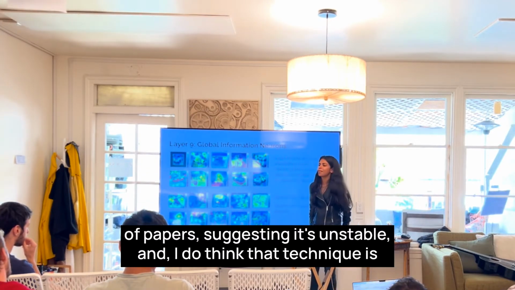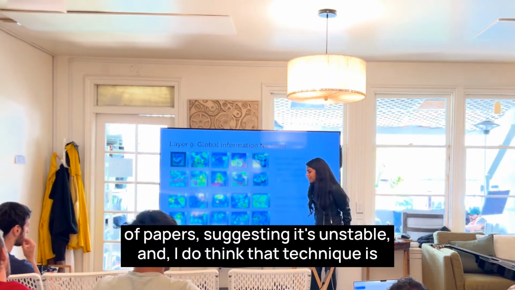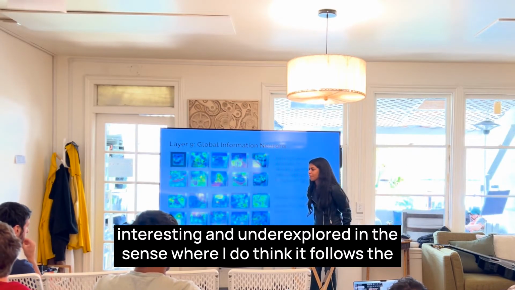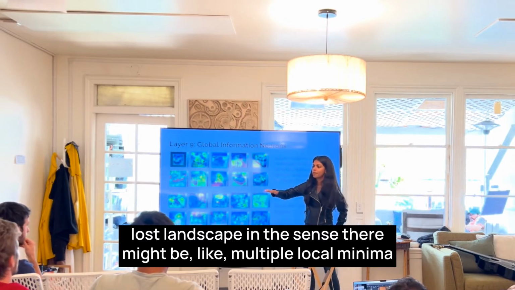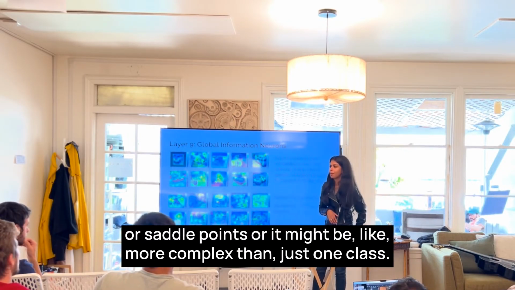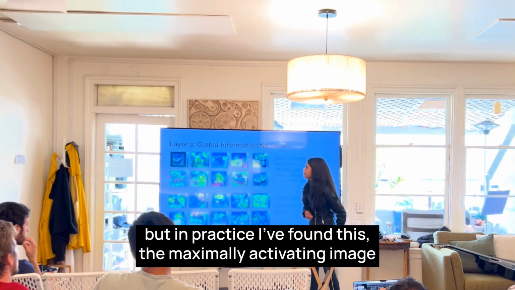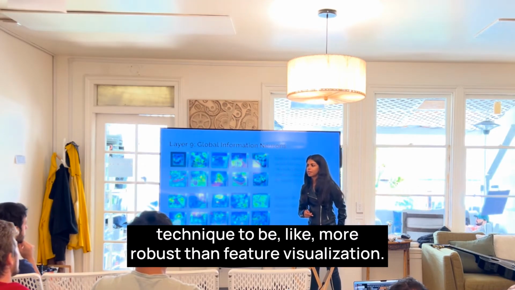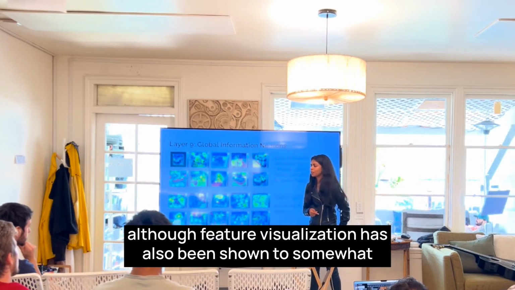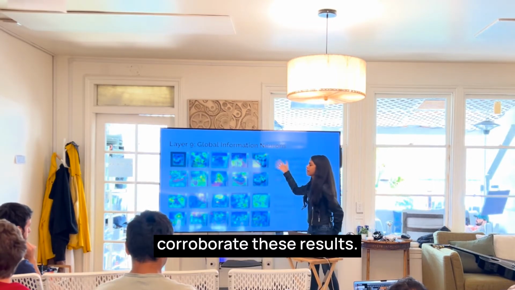Yeah. I feel a bit mixed about that technique because I feel like there are a bunch of papers suggesting it's unstable. And I do think that technique is interesting and underexplored in the sense where I do think it follows the loss landscape, in the sense there might be multiple local minima or saddle points, or it might be more complex than just one class. But in practice, I've found the maximally activating image technique to be more robust than feature visualization, although feature visualization has also been shown to somewhat corroborate these results.